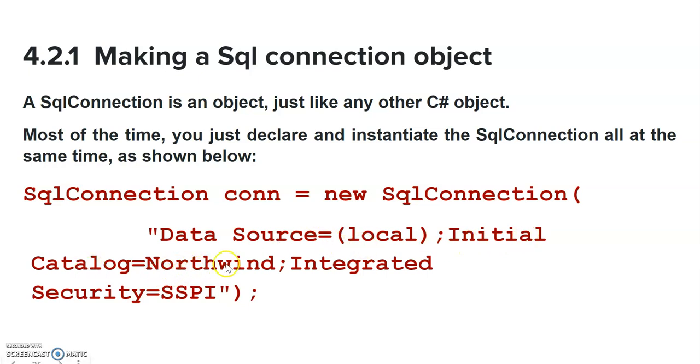Then initial catalog. Here you have to provide the name of the database. Here Northwind is the name of the database. This is one example. So write down here the name of the database that you have created and you want to connect to.